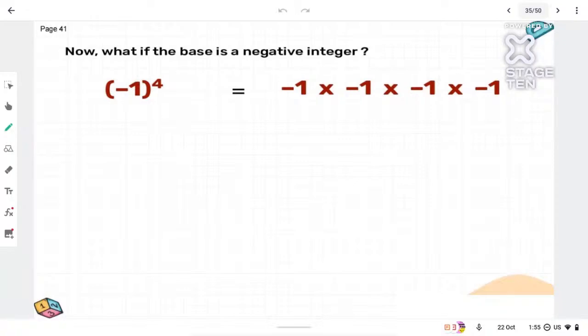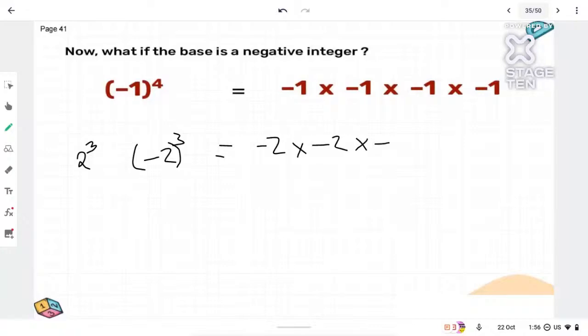What should we do if the base is negative? Now we were doing 2 cube, what if I have minus 2 cube? Nothing, you will just apply the same step. You will do minus 2 into minus 2 into minus 2. But the question comes, what will be the sign of the answer? Negative or positive? Okay, so let's look over here.